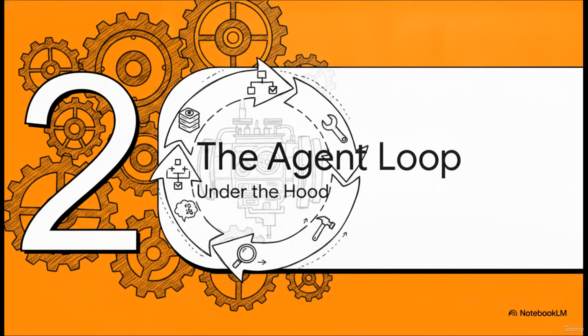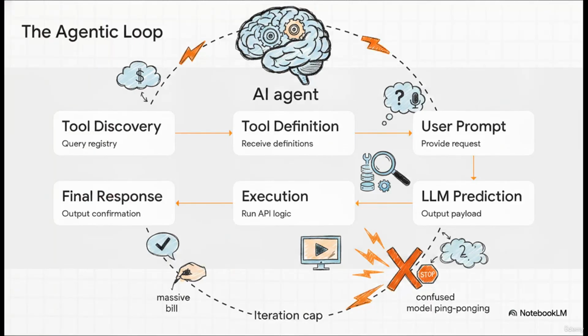Moving on to Section 2, the agent loop. Let's pop the hood and see how this actually builds. When we strip away all the fancy marketing speak, an AI agent isn't some magic brain in a jar. It's actually just a continuous software loop. It goes through 6 distinct steps. First, it discovers available tools. Then, it defines what those tools do. Next, it takes your user prompt and makes a prediction based on the language model. After that, it executes the action, and finally, it generates a response.